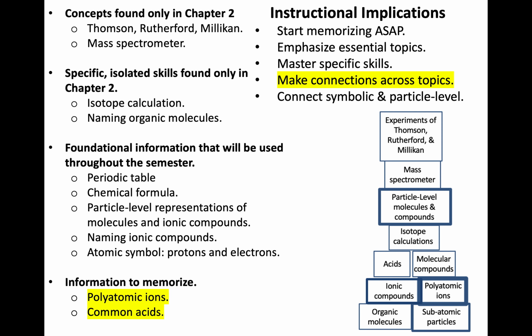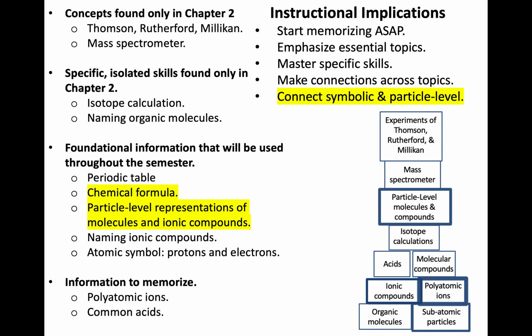Making connections across the various topics. I pointed out how our polyatomic ions and common acids can be connected. Polyatomics are certainly connected to naming ionic compounds, how we represent them with a chemical formula in the representations at the particle level. There's connections between the periodic table and naming ionic compounds, connections between the operation of a mass spectrometer and the information that we get from that involving an isotopic calculation. The mass spectrometer itself is related to Thomson's investigation of cathode rays. There's a lot of connections that we can make across topics as we introduce them.